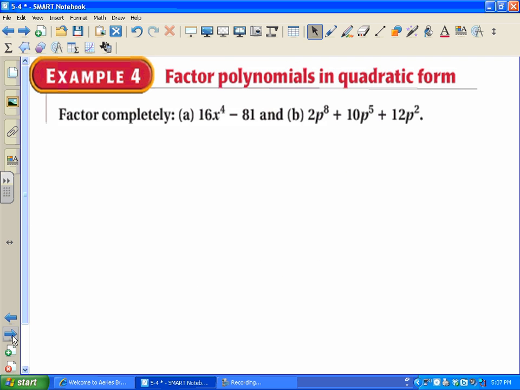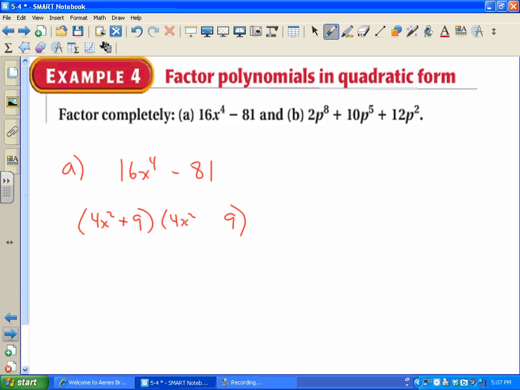Again, factoring completely. That's what we got to do here. 16x to the fourth minus 81. That's the next thing we're looking at. And what I'm going to want to do there, I'll just tell you, that's the difference of squares. It doesn't look like the difference of squares, but everything can be square rooted. The square root of 16x to the fourth is 4x squared. The square root of 81 is 9.